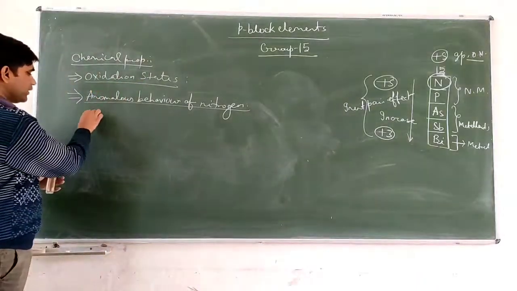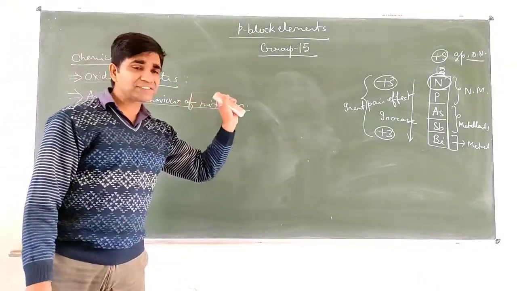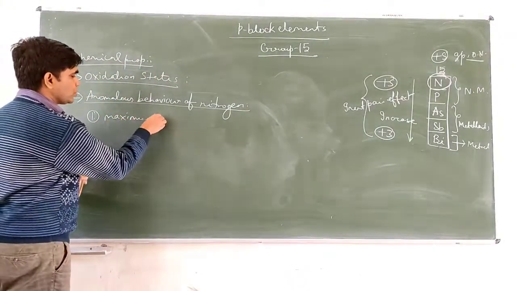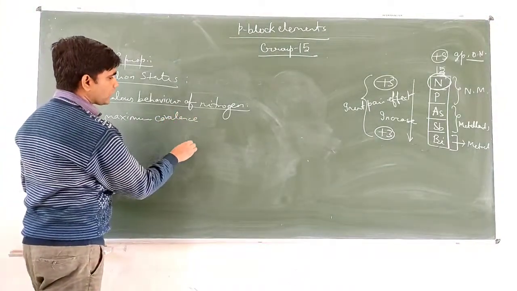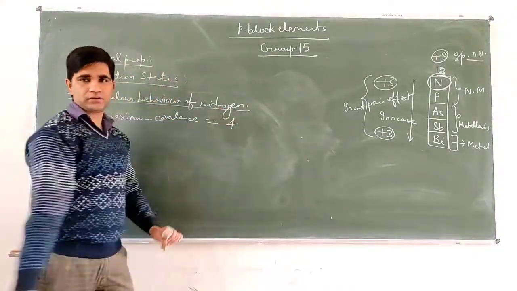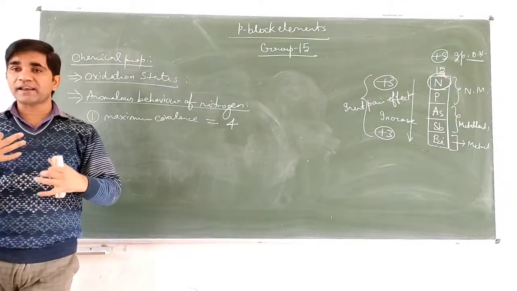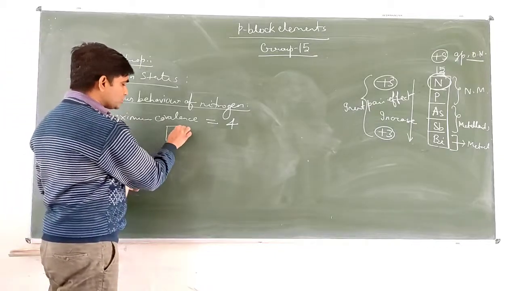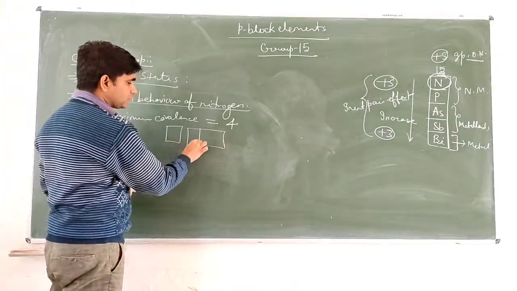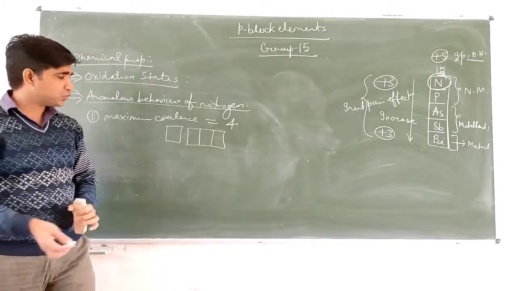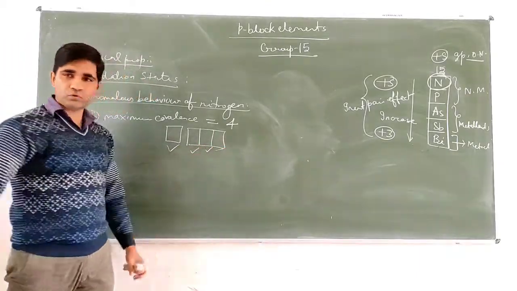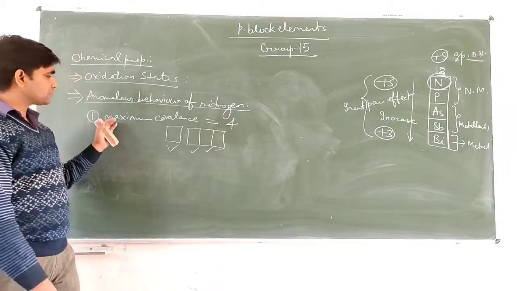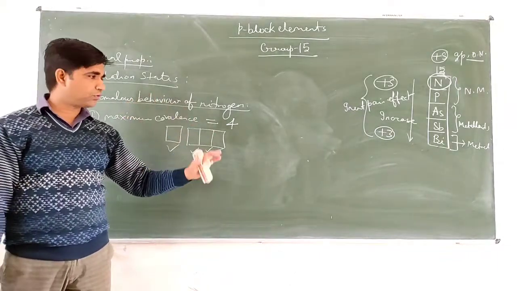The first anomalous behavior is the maximum covalence. The maximum covalence for nitrogen is 4 only. Clear? Covalence means valency, the number of bonds they can form. As we know, nitrogen has only one s and three p orbitals in its valence shell. The total number of orbitals is 4. So at most they can make 4 bonds at a time. That is called the maximum covalence of nitrogen, which is 4.